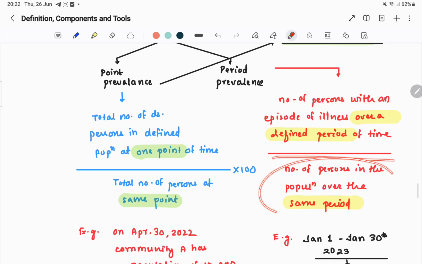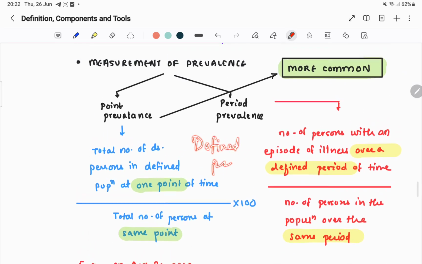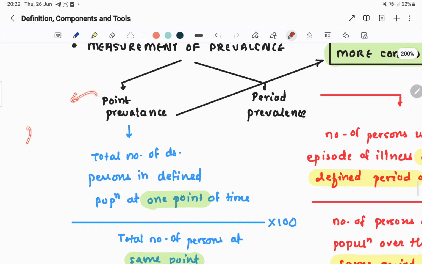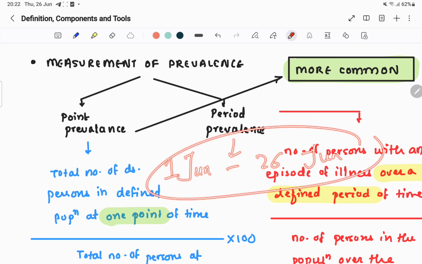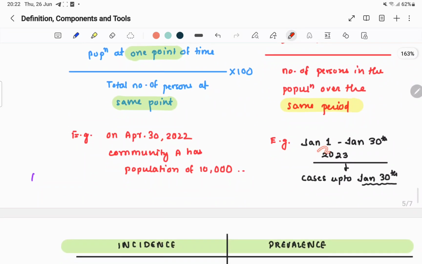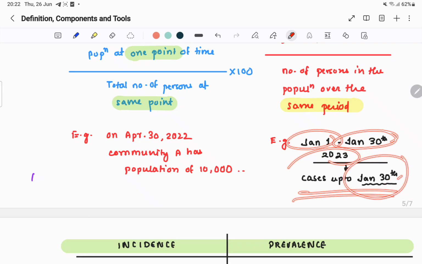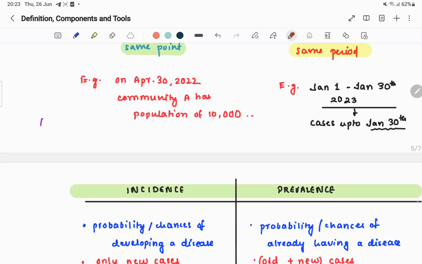By number of persons in the population over the same period in a defined period. So here in point prevalence, I am talking about today's 26th June. In period prevalence, I will talk about 1 June to 26th June. I hope you can understand, and I hope I am making sense, right? So January 1 to January 30, 2023. Cases up to January 30th need to be measured, right?